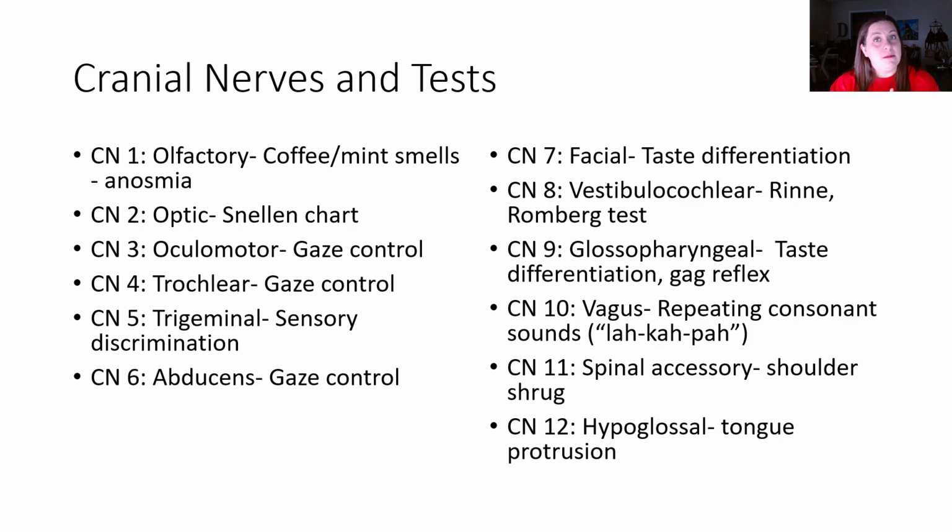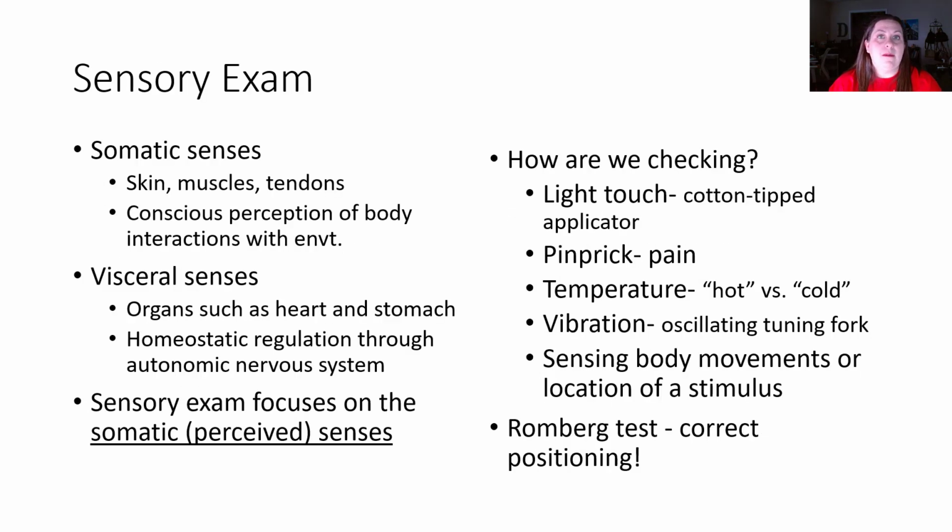Now again, you're going to see some overlap happening as we go through some of these tests, which leads us then to the sensory exam. Sensory exam, we could potentially have sensations from our somatic area, which are skin, muscles, and tendons. Those are going to be what you're consciously aware of, and you can communicate what you're feeling or kind of experiencing at that particular point. Whereas the visceral senses are more deeper.